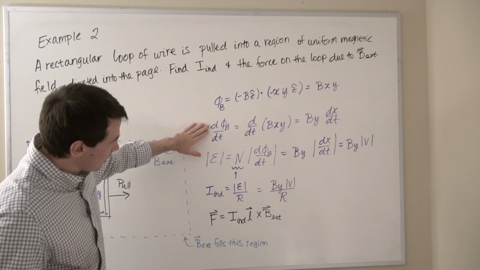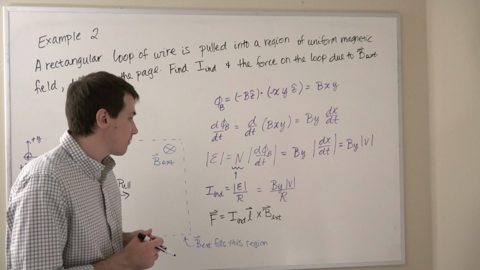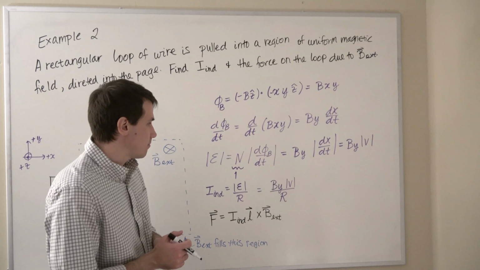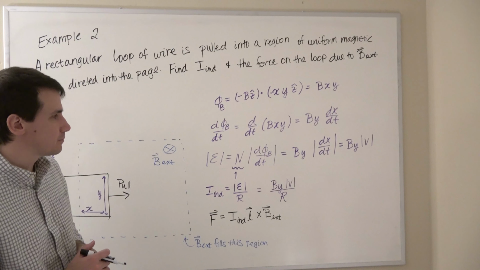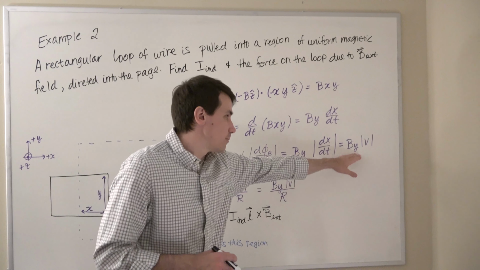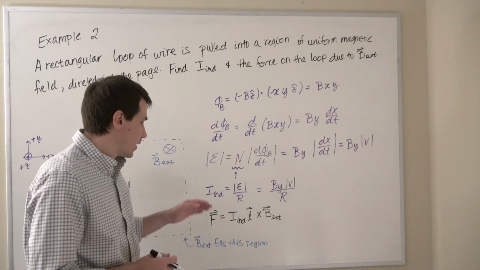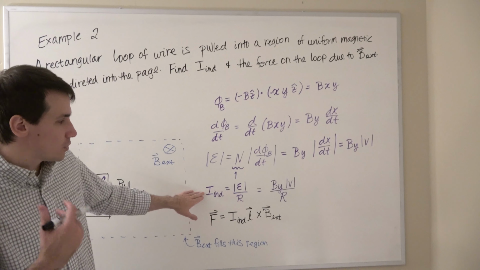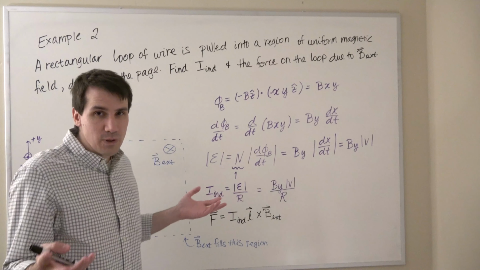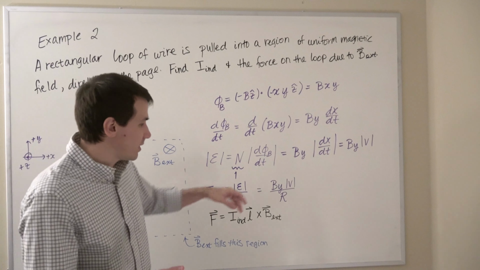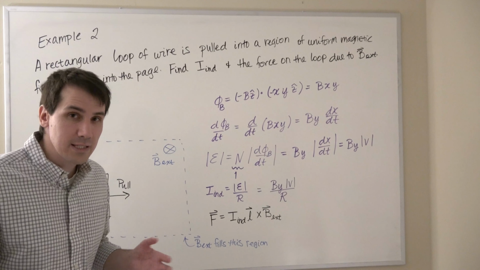So now that we have our change in flux, we can write down the magnitude of our EMF, which is n multiplied by the magnitude of our change in flux with respect to time, which is given by here, BYV. So now we know the EMF. We can calculate the induced current by simply dividing the EMF by the resistance. Since we, again, don't have any values here, we just have to leave it as an answer, B Y magnitude of V divided by R.